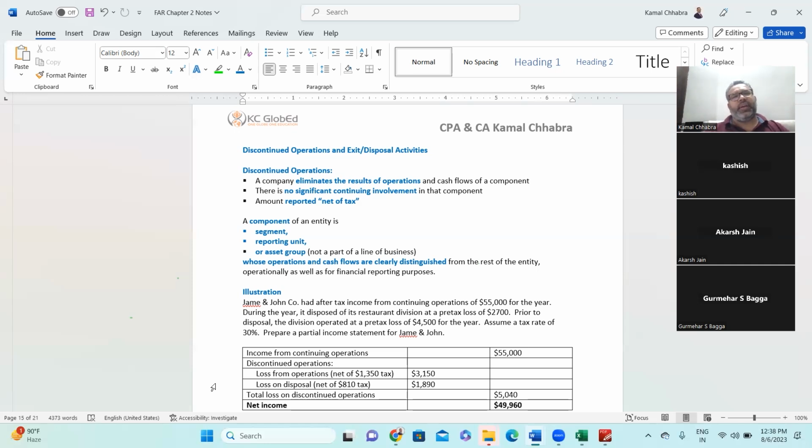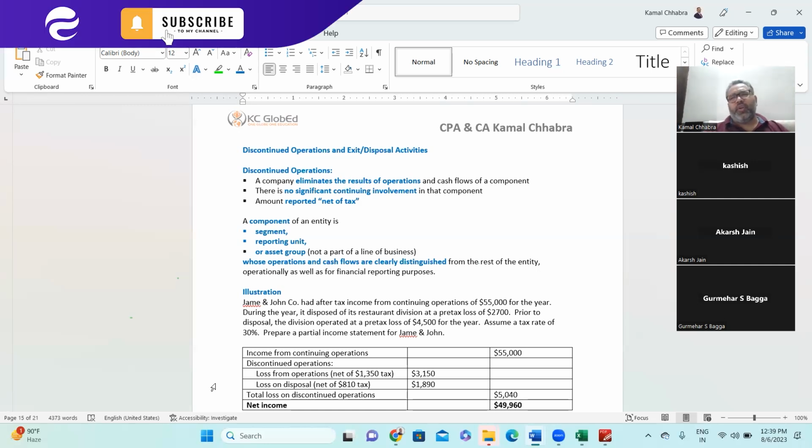For example, let's say HUL. HUL is in different verticals. They are into soaps and shampoos, FMCG products, beauty care products, and skincare products. And now they want to close a segment called beauty care, in which they are continuously incurring losses. So that entire segment can be considered as a discontinued operation.